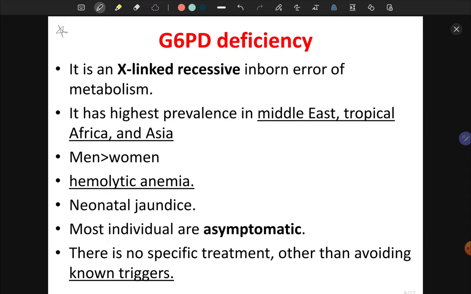Most of the patients with G6PD deficiency, fortunately, are asymptomatic, unless they are exposed to certain triggers or aggravating factors, which I will tell you about.